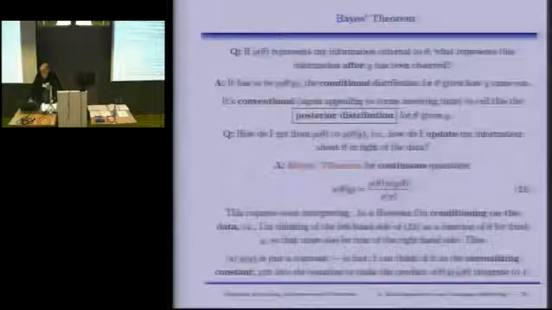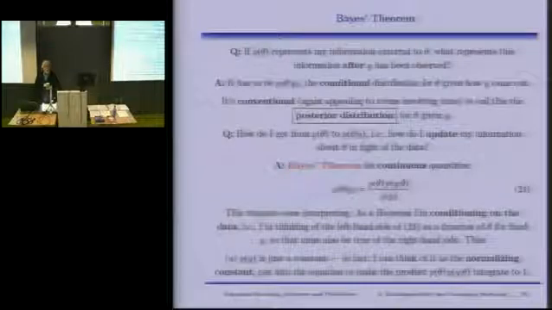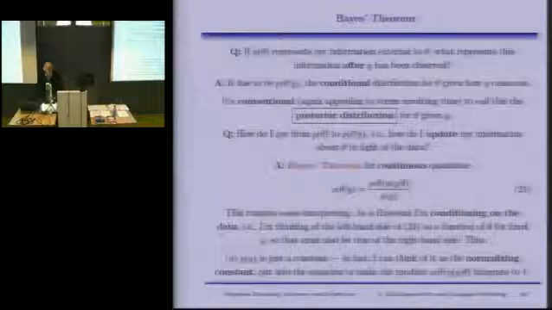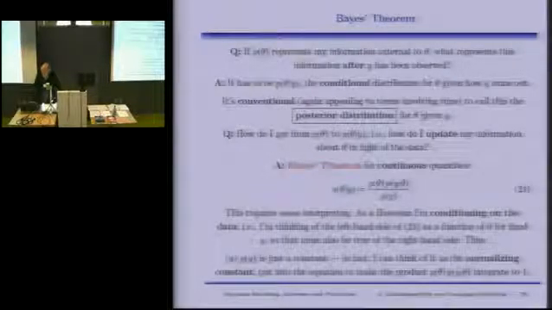Second question: if P of theta represents my information external to the data set, what represents this information after y has been observed? Evidently, using the logic of Bayes' theorem, it has to be P of theta given y. It becomes the conditional distribution for theta given how y came out. That's your information after the data has arrived. And because of the temporal story about prior and posterior, a priori, a posteriori, before and after, everybody calls that thing the posterior distribution, even though a better name for it would be something like the total information distribution. It brings together all information, both internal and external, to the data set.